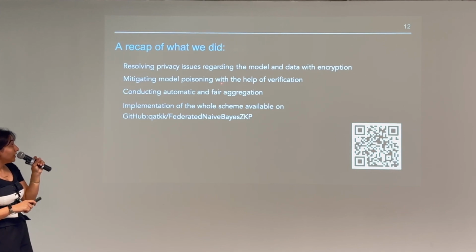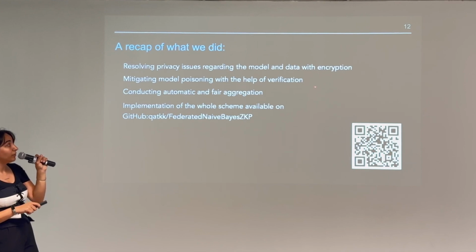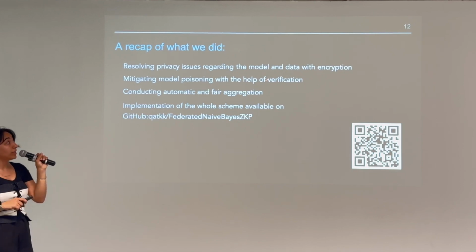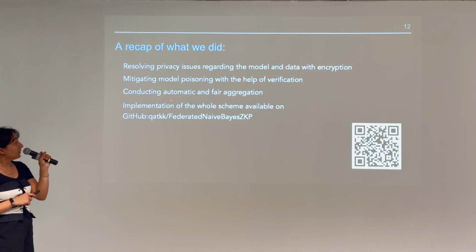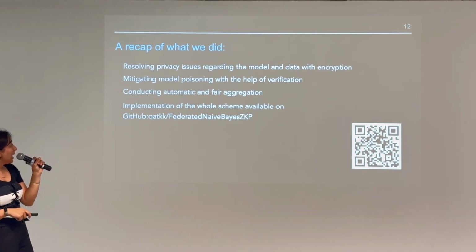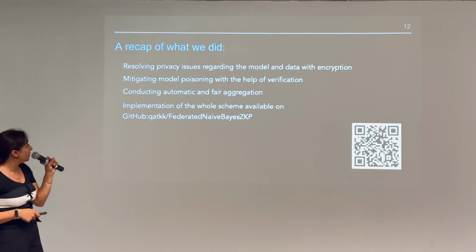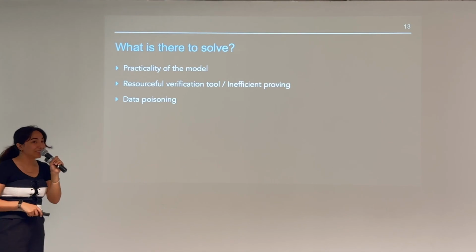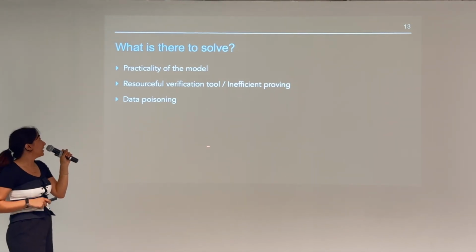We mitigate model poisoning. We completely resolve the problem of model poisoning with the help of verification, with the help of zkSNARKs. We conduct automatic and fair aggregation with the help of smart contracts. The aggregation of all the local models is done on the blockchain, and it's public, and it's automatic. So no fault is going to happen there. Also, we did a full implementation of the scheme, which is available on GitHub with this QR code here. But I've been saying that we've solved everything, and definitely it's not correct.